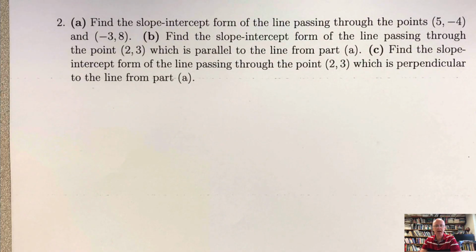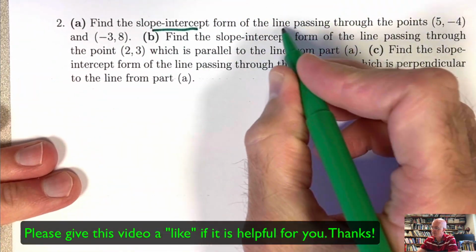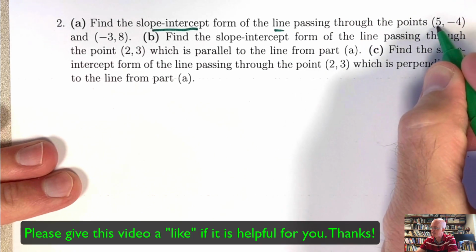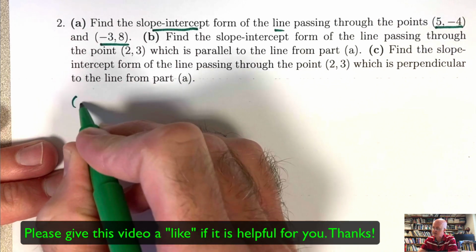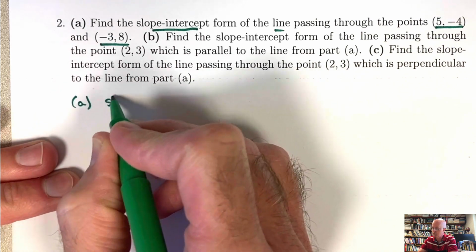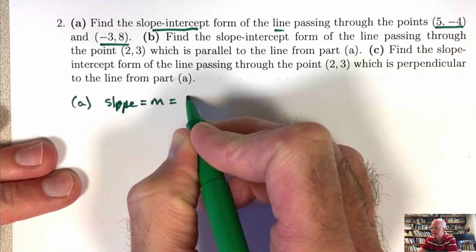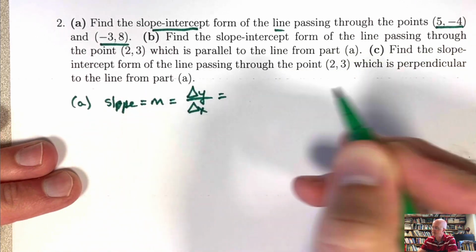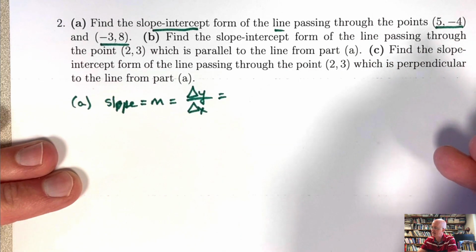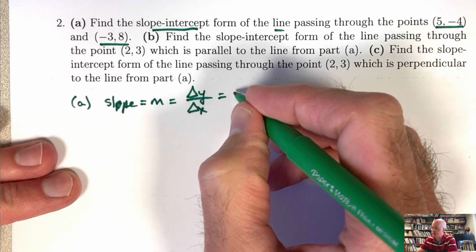The next problem has 3 parts to it. Let's take it step by step. Part A says find the slope-intercept form of the line passing through the following points: 5, negative 4 and negative 3, 8. Let's go ahead and do that first. The slope, also called m, as I said in problem number 1, is the change in y over the change in x. So I've got to figure out how much does y change and how much does x change. I could draw a picture, but let's just go ahead and use the formula right away.